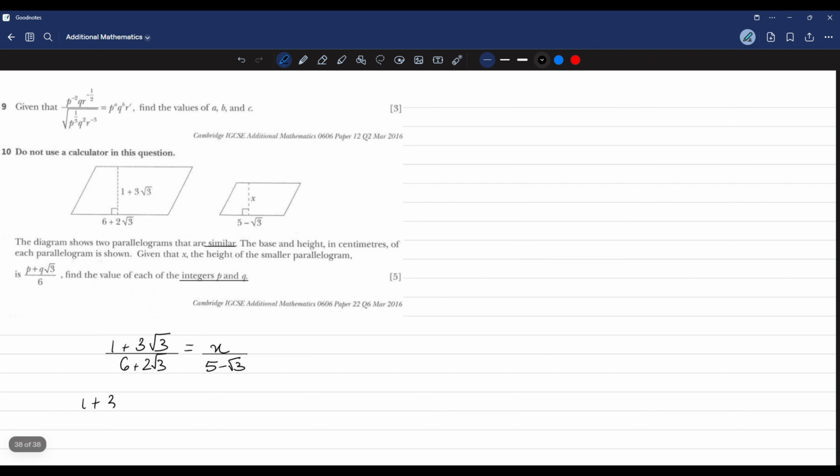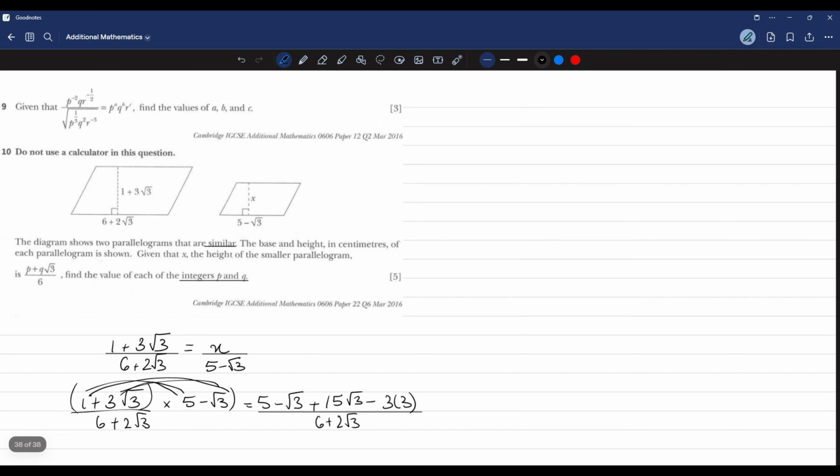So 1 plus 3 under root 3 divided by 6 plus 2 under root 3 multiplied by 5 minus under root 3. If I were to multiply this, I would get first value multiplied by first value, 5, plus outer value multiplied by outer value, minus under root 3. So minus under root 3. Inner value multiplied by inner value, 5 times 3 is 15 under root 3, and the last value multiplied by the last value, 3 multiplied by 3, divided by 6 plus 2 under root 3.